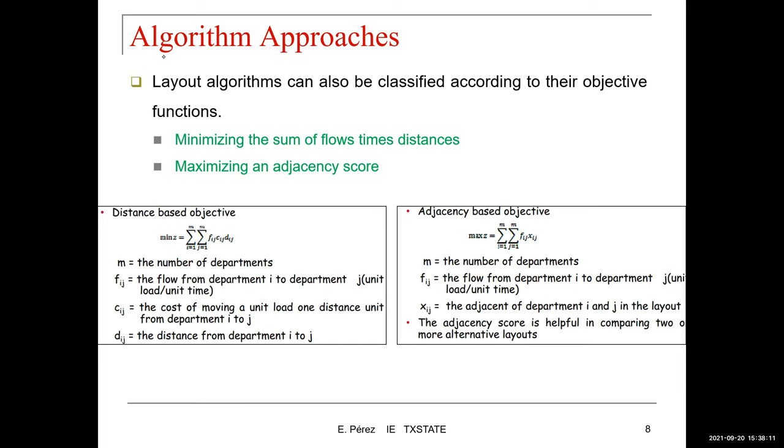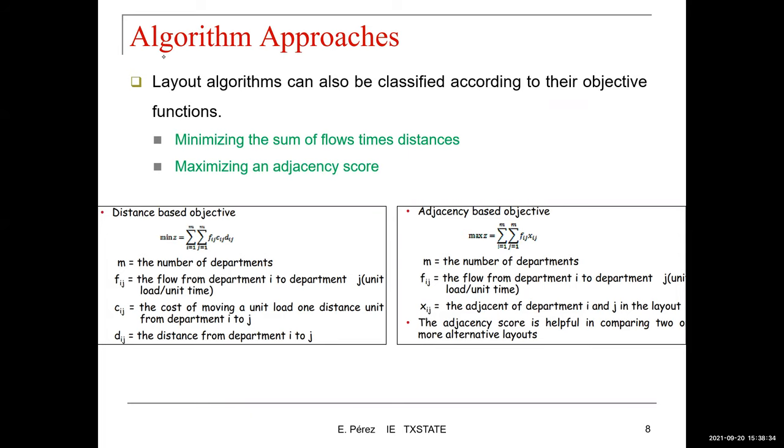And if the amount of flow that needs to happen between those two areas is very high, you want to put them close to each other. So that objective is minimizing the total flow times the distance. So the amount and the distance that is traveled, we want to minimize those amounts as much as possible.